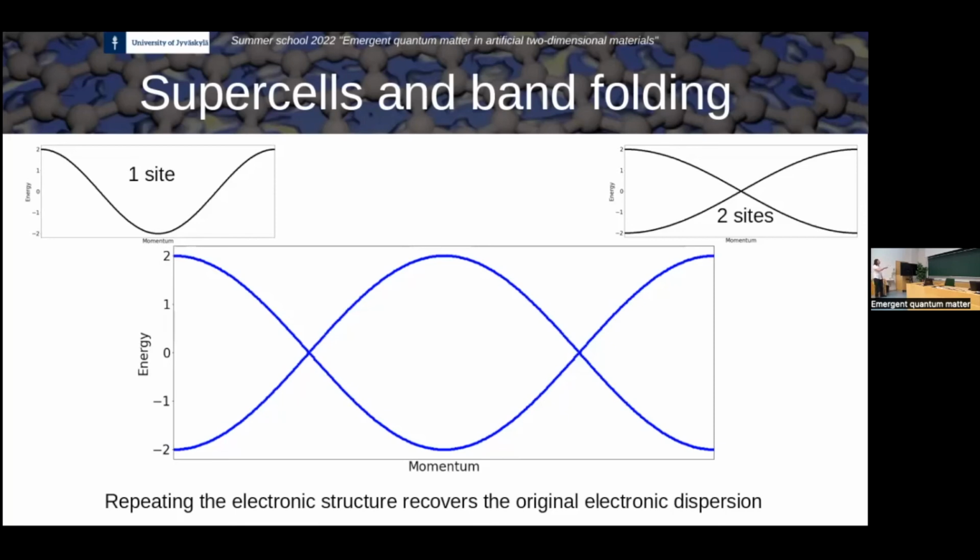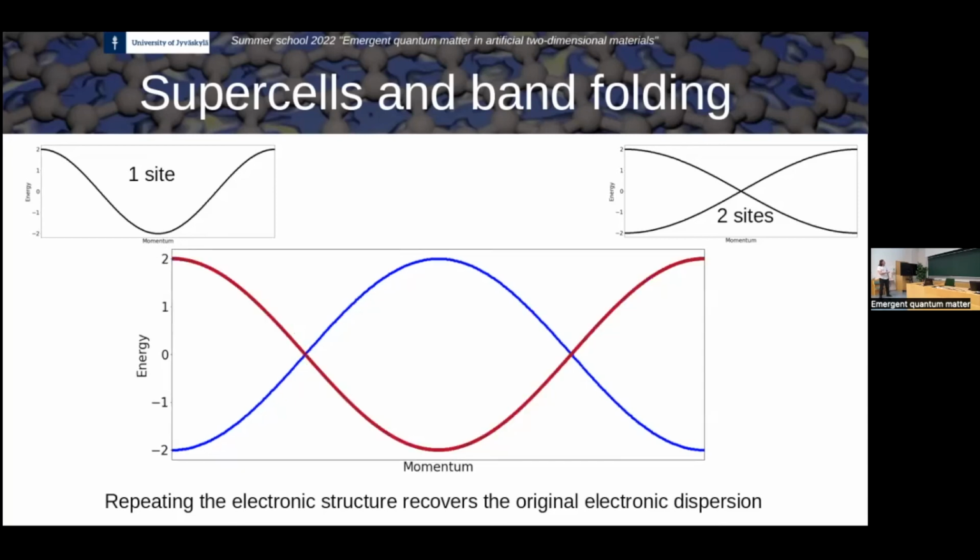And now, when you look at this band structure, you actually recognize that at least part of your states are the states that you had when you had just a single site per unit cell, right? And in particular, let's say this red band is essentially the bands that you had when you only considered a single site per unit cell.